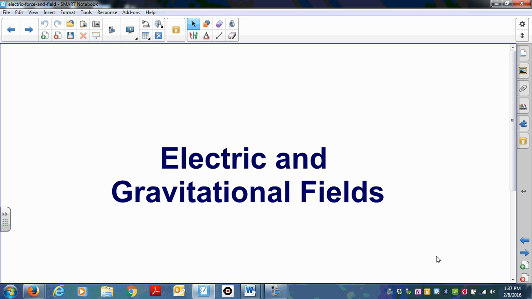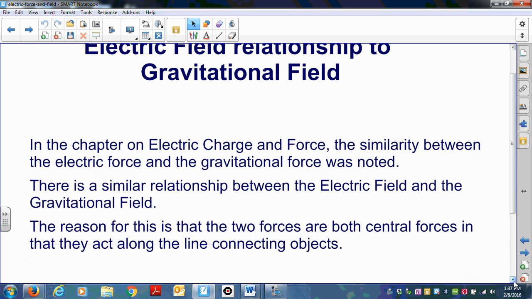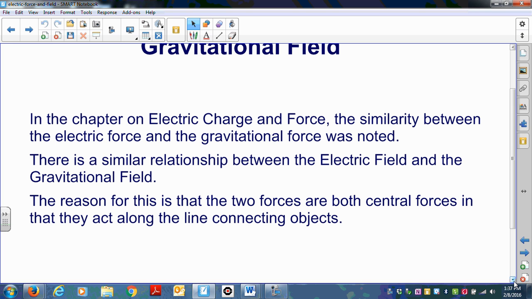In this lecture, we're going to cover electric and gravitational fields. In the chapter on electric charge and force, the similarity between the electric force and the gravitational force was noted. There is a similar relationship between the electric field and the gravitational field. The reason for this is that the two forces are both central forces and that they act along the line connecting objects.